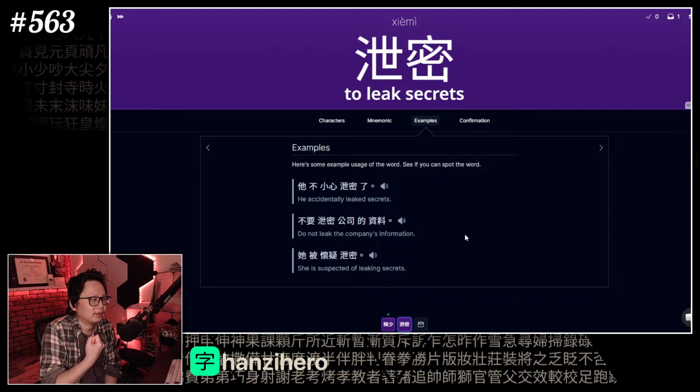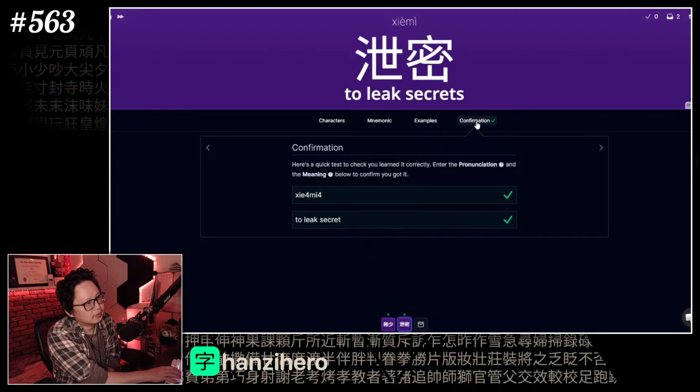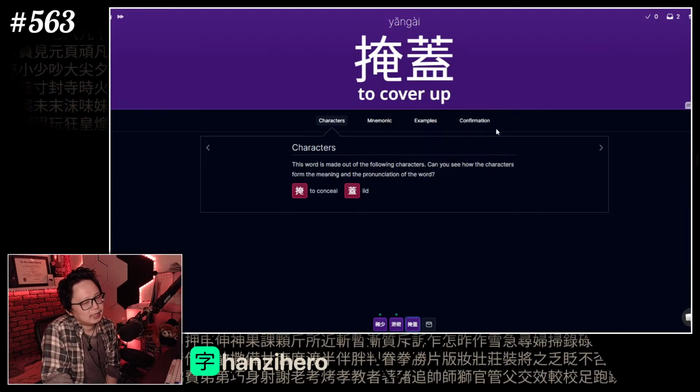I guess to hold on suspicion or something is a suspect. To suspect. To hold on to suspicion. 泄密. Again, still doesn't really affect what the sentence means. Just trying to get the reads in here.